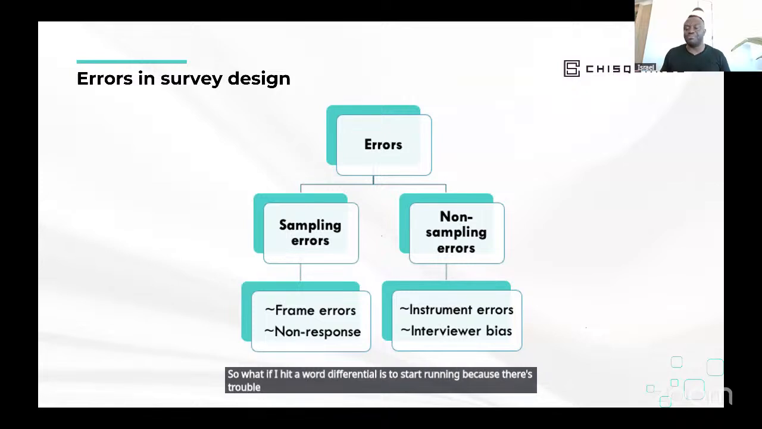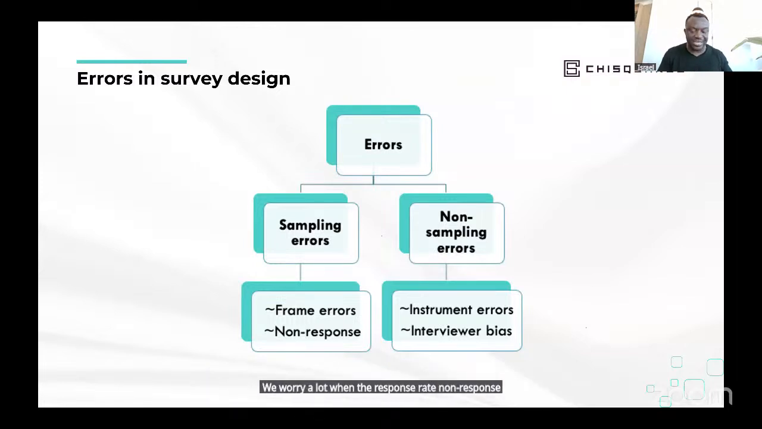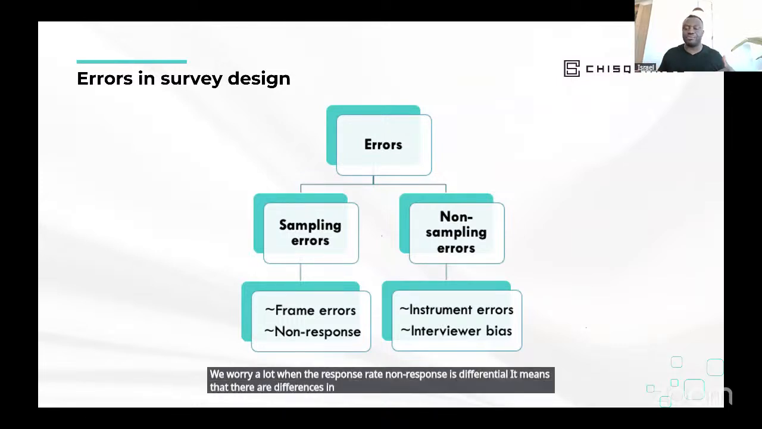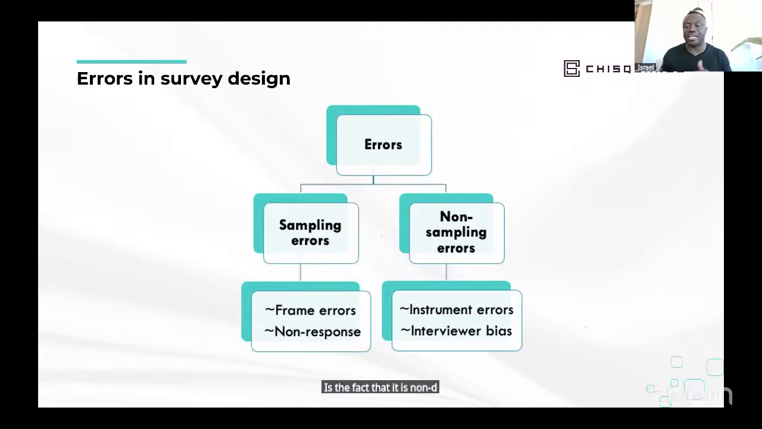We don't worry so much when there is non-differential response rate. We worry a lot when the non-response is differential. It means that there are differences in the non-response among groups. So the bad thing about non-response is not so much that it is low. It is the fact that it is differential across groups, right?